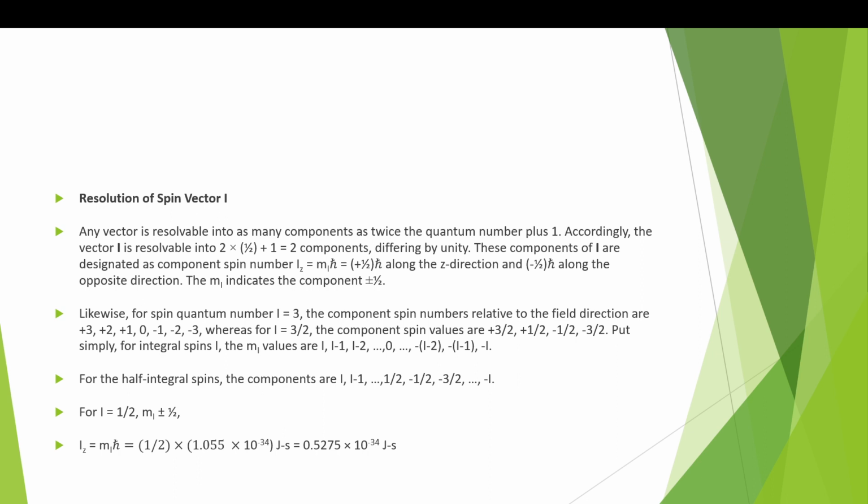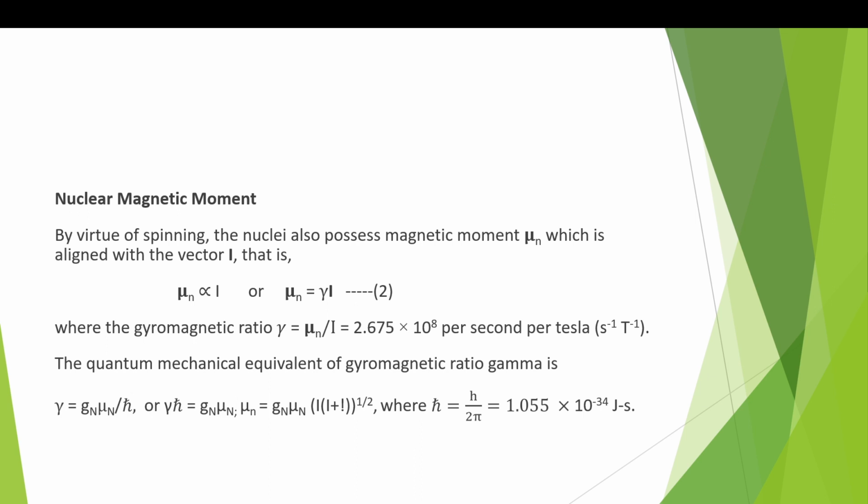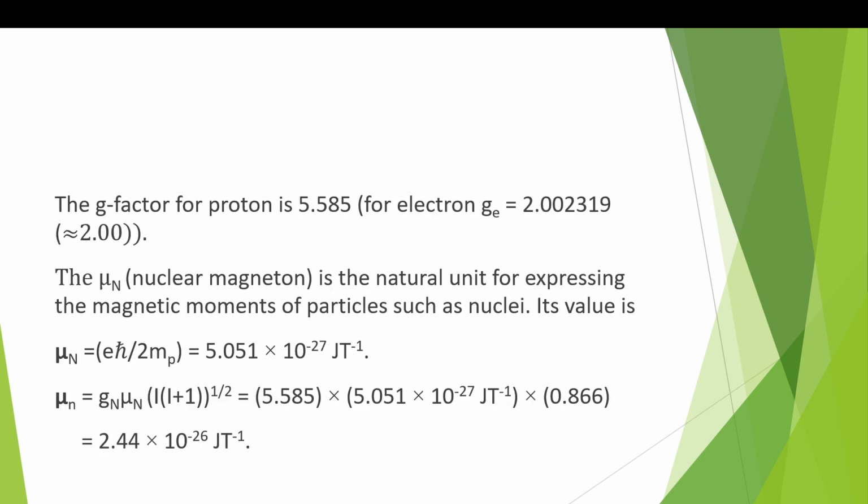There are various types of nuclei. The resolution is shown by examples here. Nuclear magnetic moment is proportional to the spin vector. The g factor for the proton is 5.585.